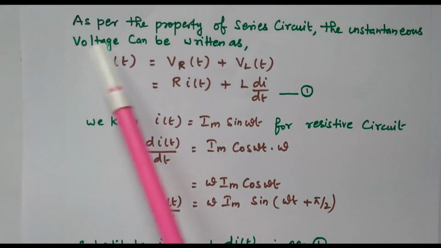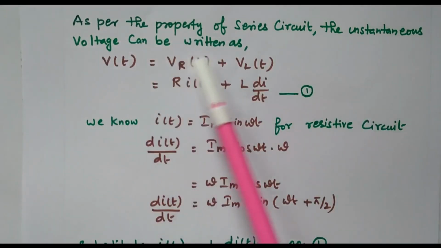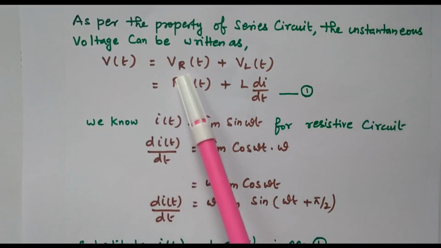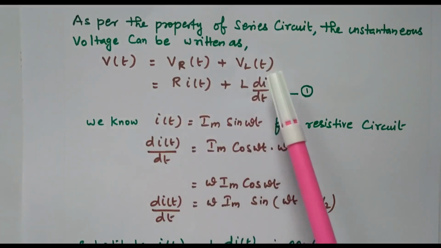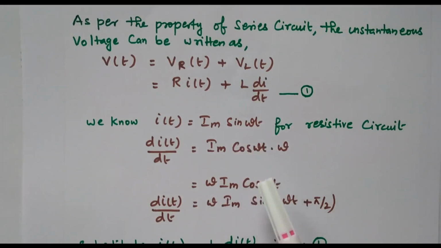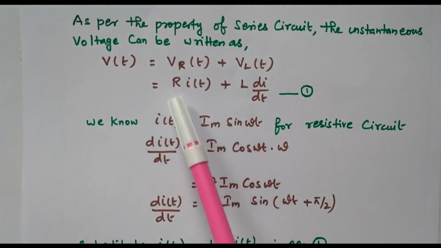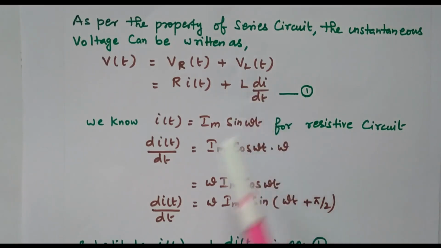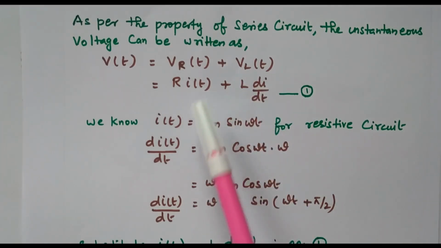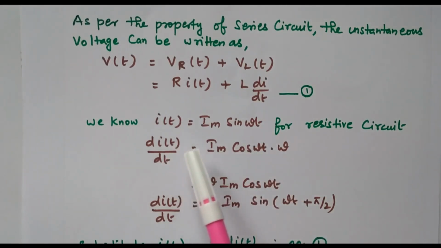As per the property of the series circuit, the voltage can be written as V of t equals VR of t plus VL of t. That is, total voltage equals voltage drop across resistor plus voltage drop across inductor. Right? This is another format. In order to analyze the phase angle between current and voltage, we analyze this voltage. VR is nothing but R into I of t, V equals IR. Similarly, the voltage across the inductor is L di by dt. Now we know that I of t is Im sin omega t, which for a resistive circuit is in phase with the voltage.